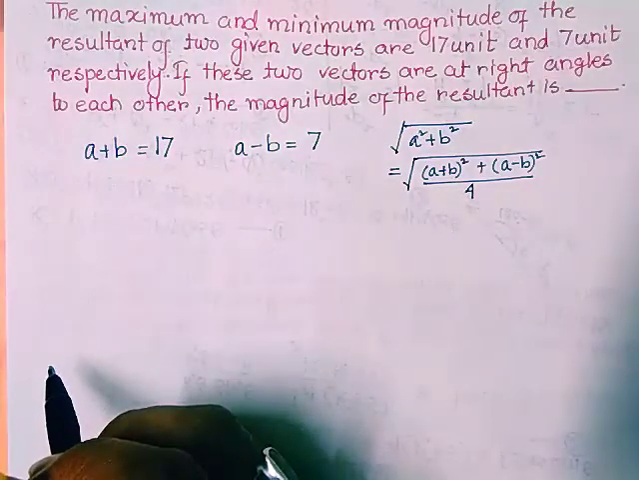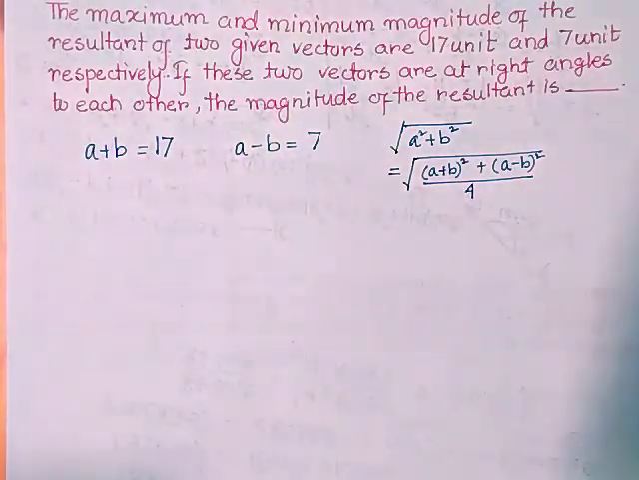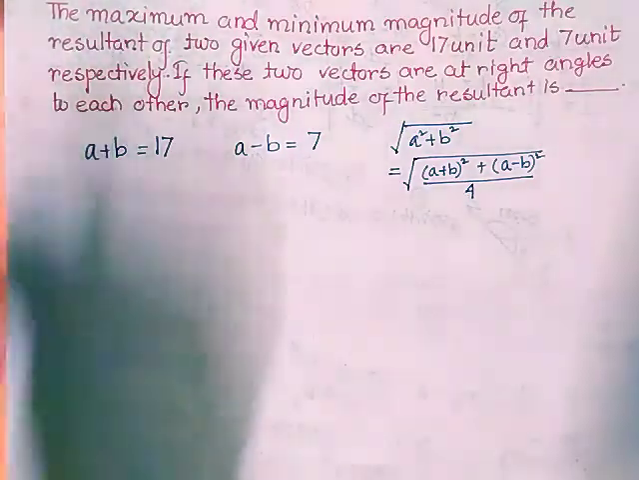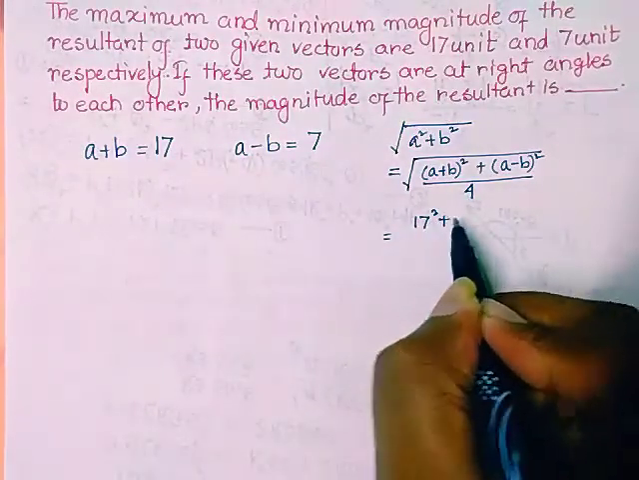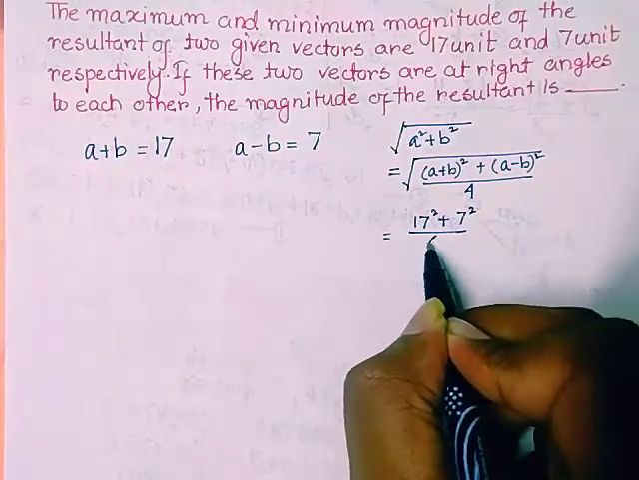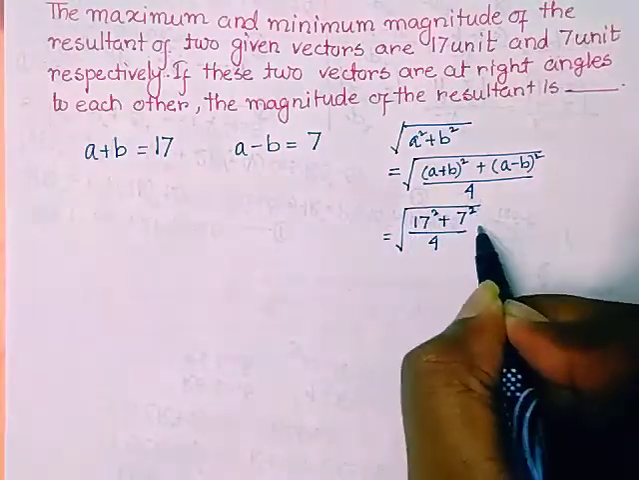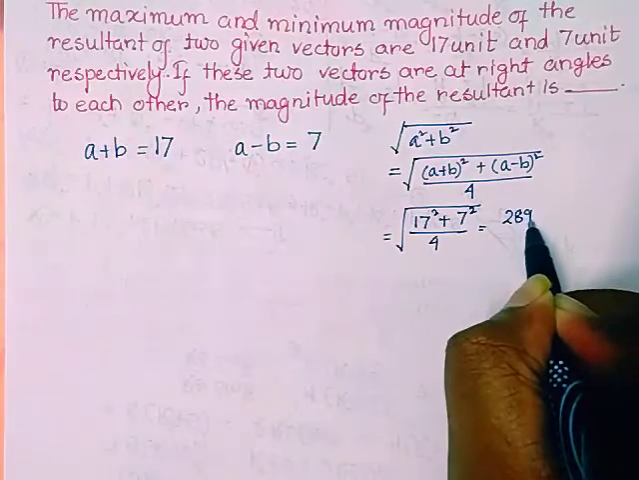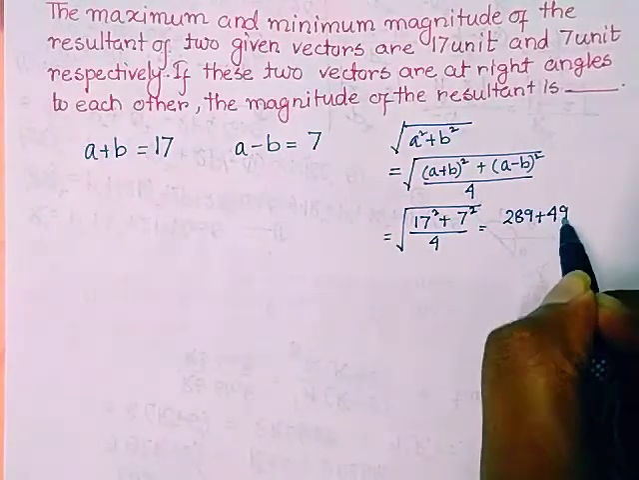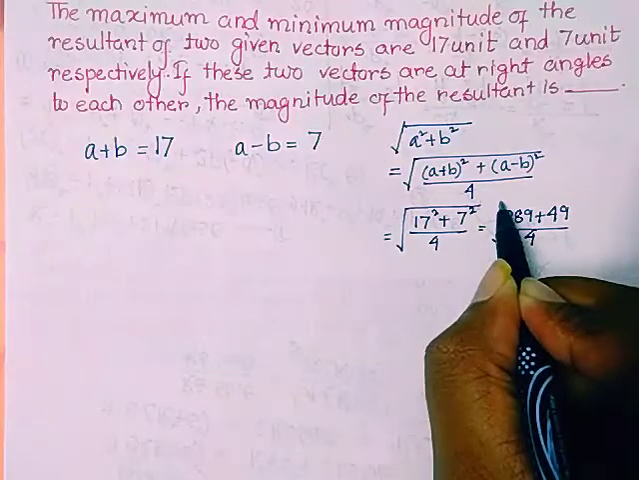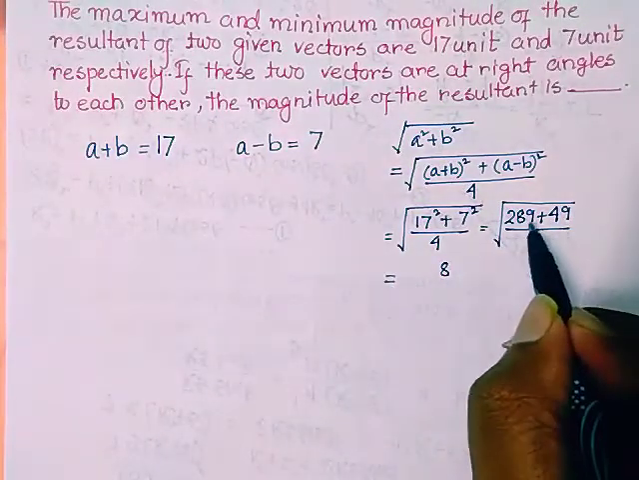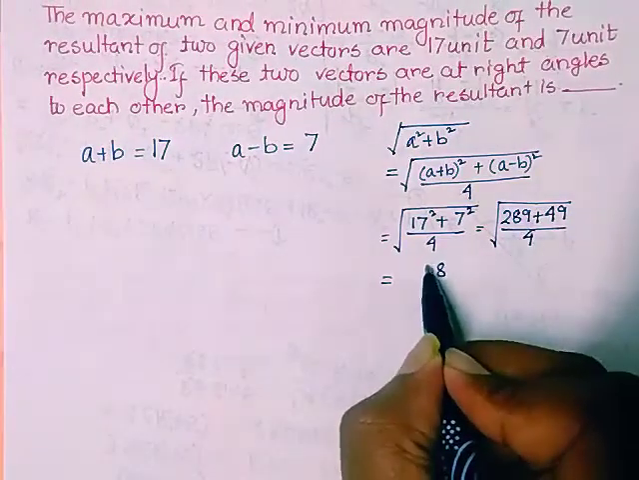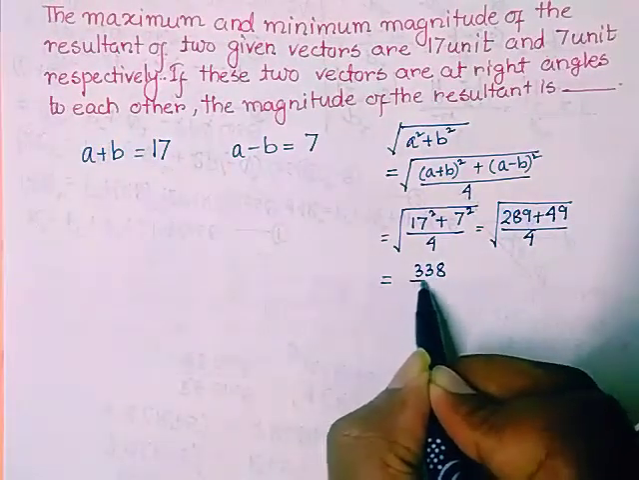Or what we can do is find out the values of a and b from a plus b and a minus b. From the values of a and b, if we substitute the values of a square and b square, then we will also get this. But if I follow this procedure, 17 square plus 7 square divided by 2. 17 square is 289, 7 square is 49, so 338 divided by 2.